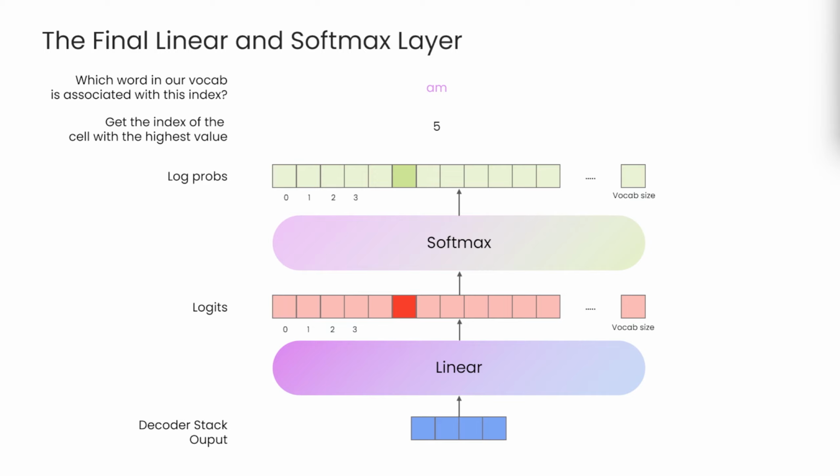This vector is what the linear layer produces. The softmax layer then transforms the scores into probabilities, ensuring all values are positive and sum up to 1. The word linked to the highest probability is chosen as the final output for that step.